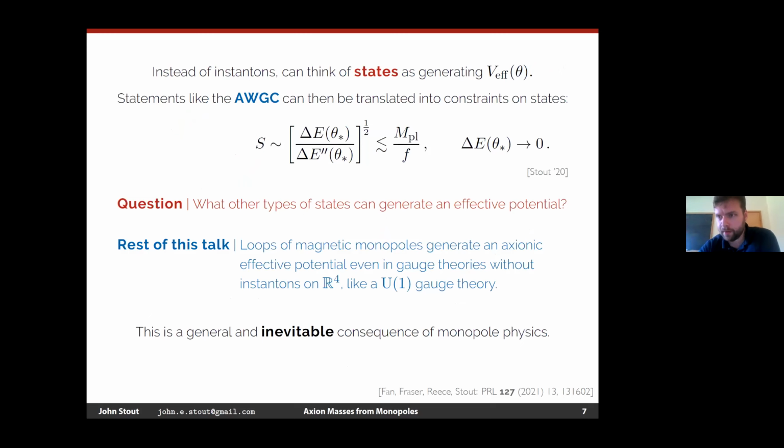So instead of thinking about just instantons generating this axionic effective potential, we can think of these instantons as an avatar of these other states in the theory, and these instantons are encoding their behavior in some way. But when my instanton action is going to 0, I shouldn't think about instantons anymore. I should think about the behavior, the properties of these light states, and I can express my effective potential in those terms. So statements like the axionic weak gravity conjecture, which describe the behavior of the theory as these instanton actions go to 0, can be re-expressed in terms of the behavior of energy gaps.